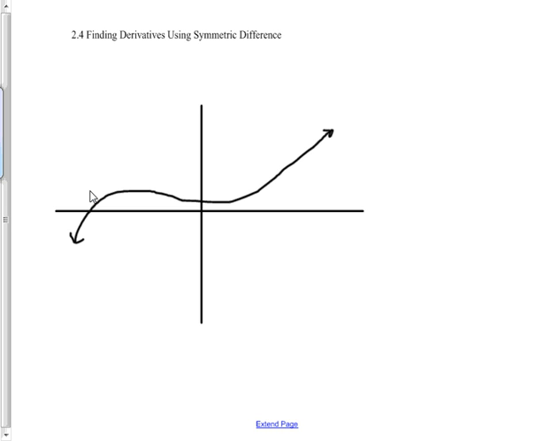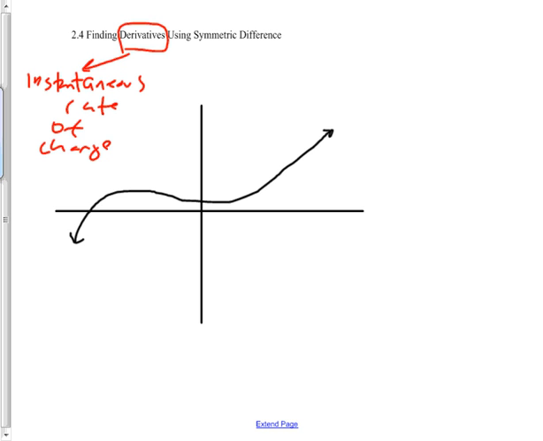Today we're offering three different alternative ways of finding the derivatives. So again, derivatives, we've seen it a lot now. It's the instantaneous rate of change. And we want to find derivatives. As I said, we're going to look at three new ways of finding the derivatives.